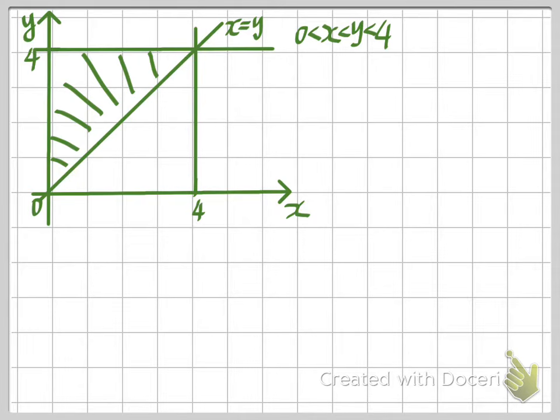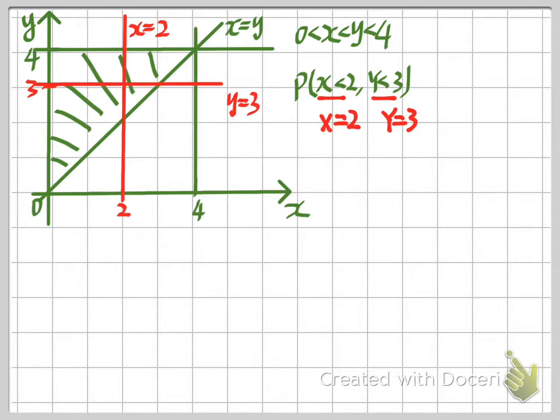What we want is the probability that x is smaller than 2 and y is smaller than 3. So in our original graph, we should draw these two parts. One is x equals 2 and the other is y equals 3. Let me draw these two lines in red. Here in this graph, I have already added these two lines, one for x equals 2 and the other for y equals 3.